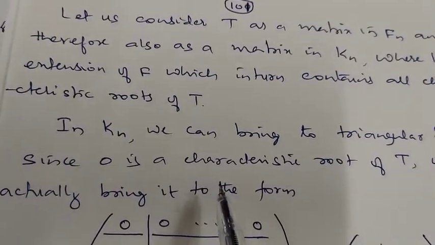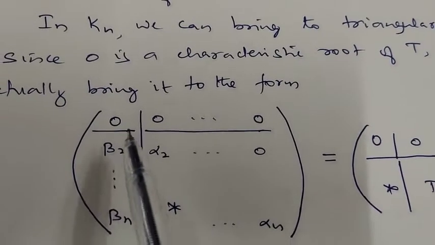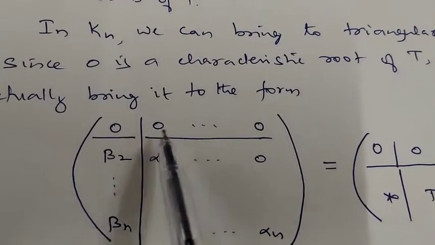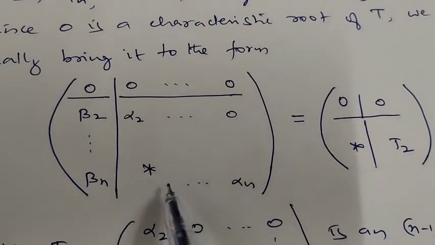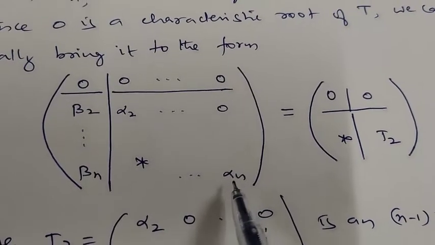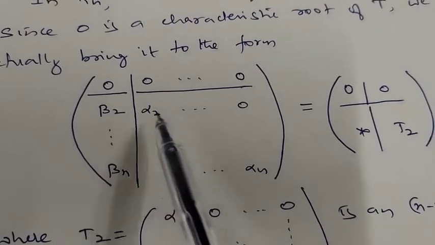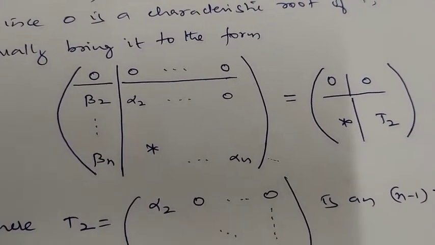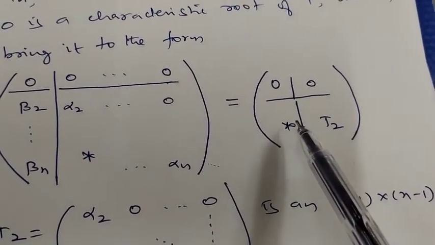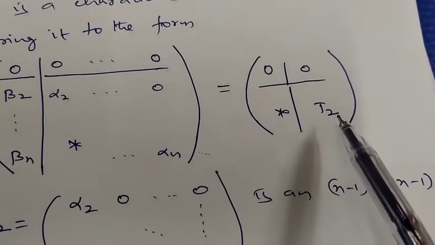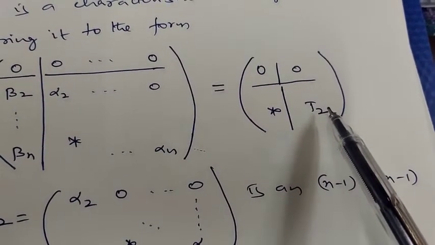Now already 0 is a characteristic root of T. Therefore we can bring it to the form where one eigenvalue, 0, lies on the main diagonal, and the other entries are alpha 2, etcetera, up to alpha n. Star denotes the part we are not interested in; we are interested only in the eigenvalues. So this can be written as 0, the other part 0, and the remaining part star. This is T2, the important part, which we are going to find now.